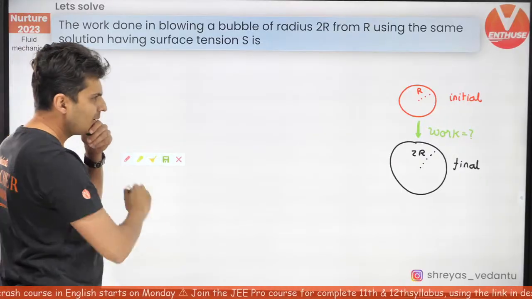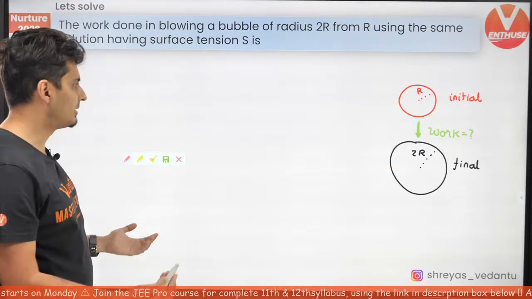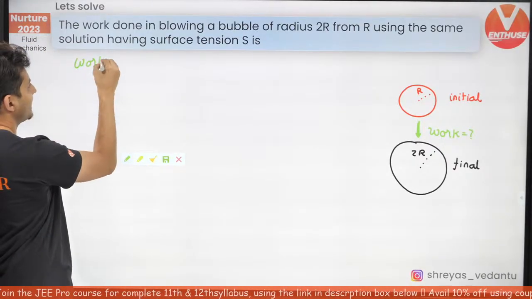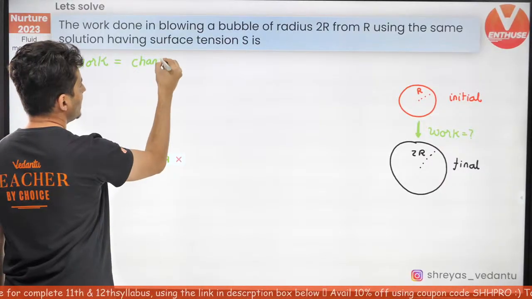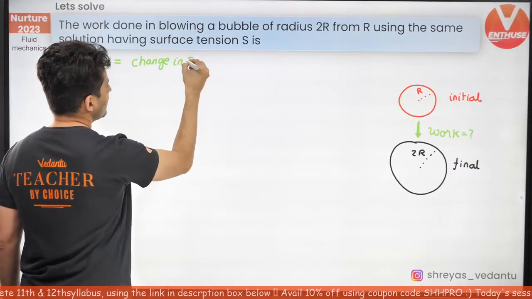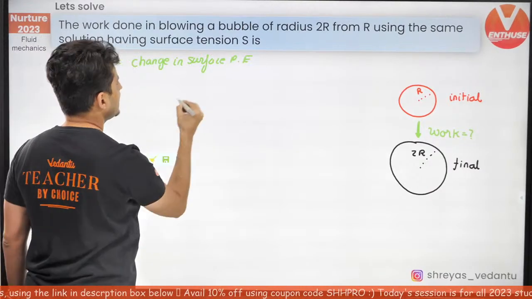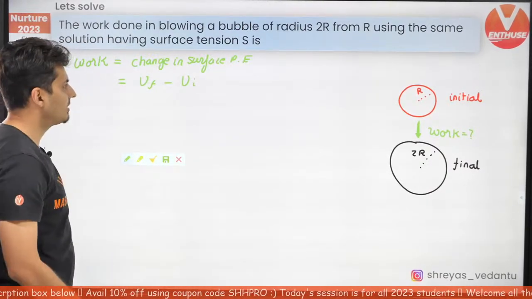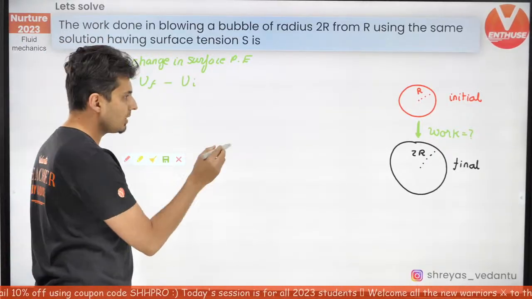Okay, so what do we need to do? Work, right? What is work? Work is change in the potential energy. So in order to calculate how much work is needed, you need the change in surface potential energy. That means we need final potential energy minus initial potential energy. Final minus initial.